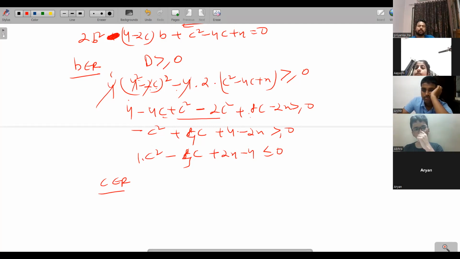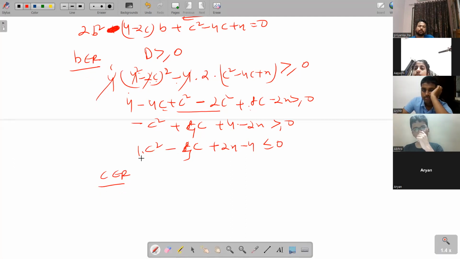So in this case, you can apply: the leading coefficient is positive, so the shape of the graph will be upward, and this quadratic has to be negative. This is possible only between the roots. Suppose alpha and beta are the roots. So the quadratic has to be like this. The shape is upward because the leading coefficient is positive, and this has to be negative.